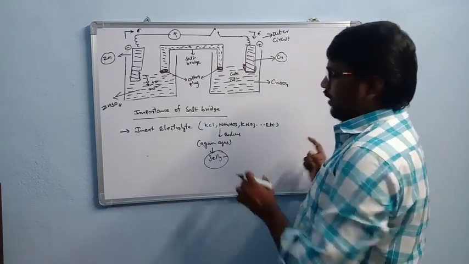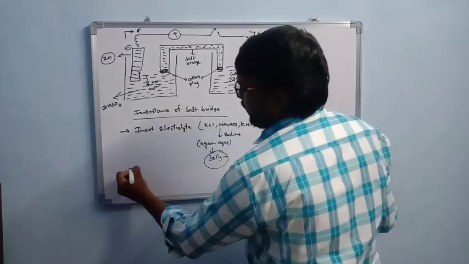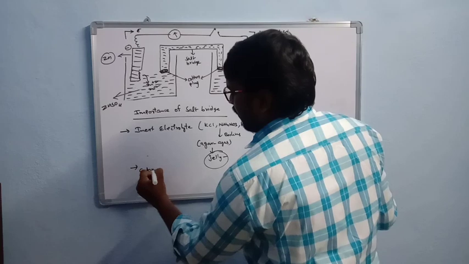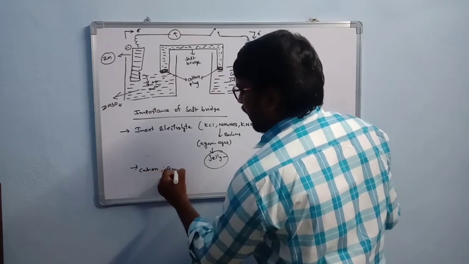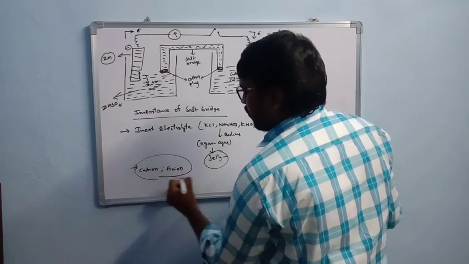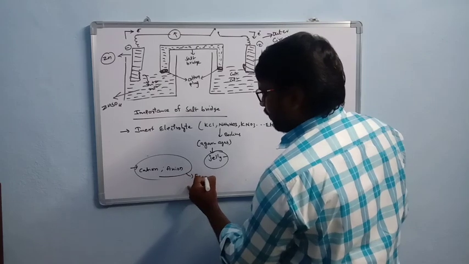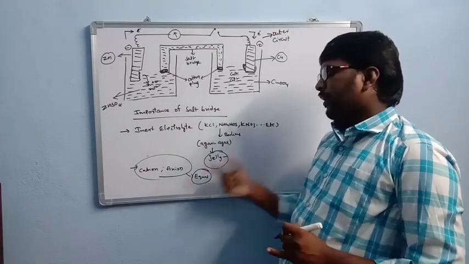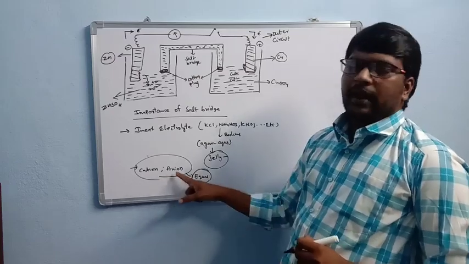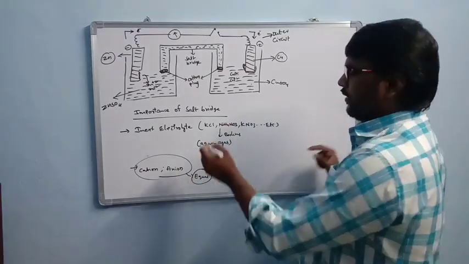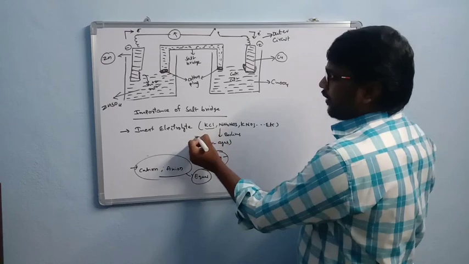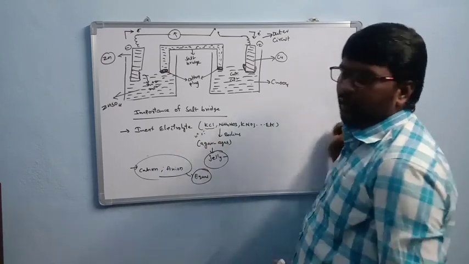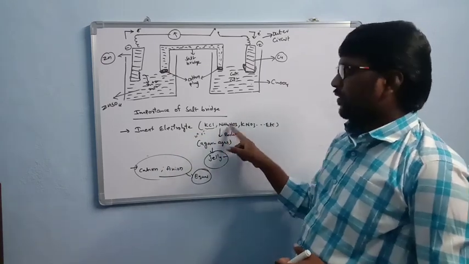Right now, when you take inert electrolytes, we have to remember that the ionic mobility of cation and anion must be equal. So we take an inert electrolyte which has equal mobility of cation and anion. That is what we have to select as the inert electrolyte. In KCl, K plus and Cl minus both have equal ionic mobility. Here also the same, here also the same.